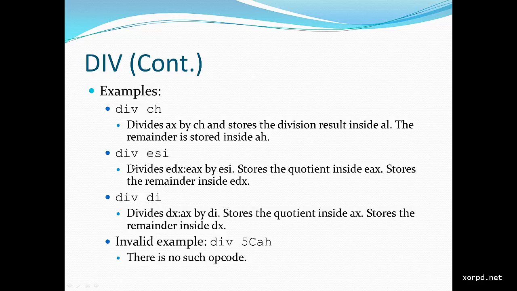The next one, div esi. Esi is of size 32 bits. So this instruction divides edx, eax by esi. It stores the quotient inside eax. It also stores the remainder inside edx. Next example, div di.